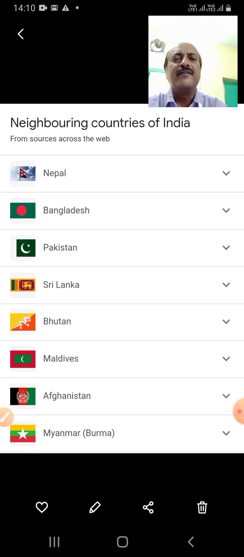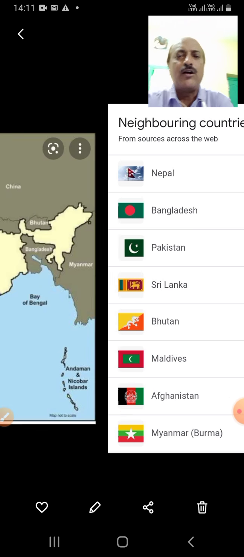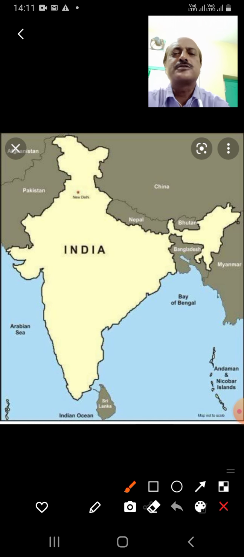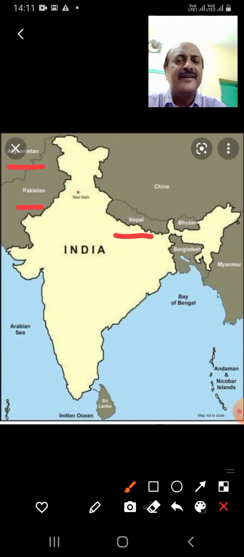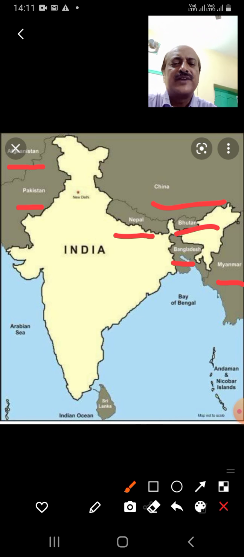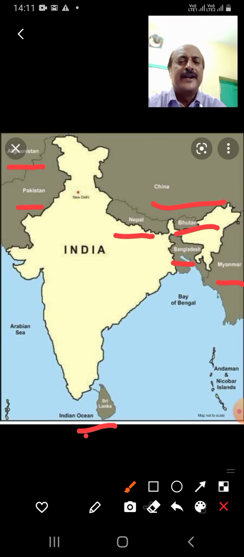These are the neighboring countries of our India: Nepal, Bangladesh, Pakistan, Sri Lanka, Bhutan, Maldives, Afghanistan, Myanmar, which was earlier called Burma. Do you want to see on the map where these places are? Let's recall. So here is the map. At the topmost side on the northwest is Afghanistan, below that Pakistan. Then on the northeast side we have Nepal, China, Bhutan, Bangladesh, Myanmar, and in the south we have Sri Lanka and Maldives, and 3 sides you can see covered with the water. So these are the bordering countries of India.